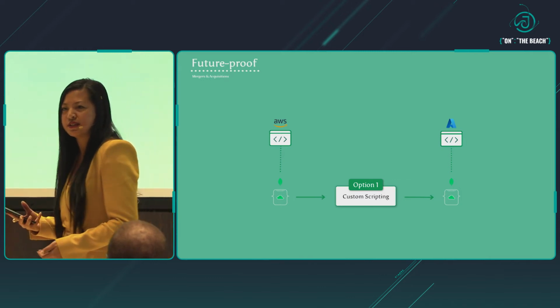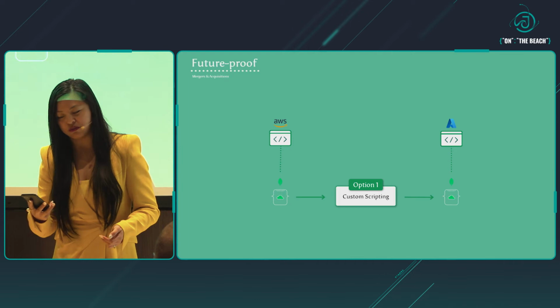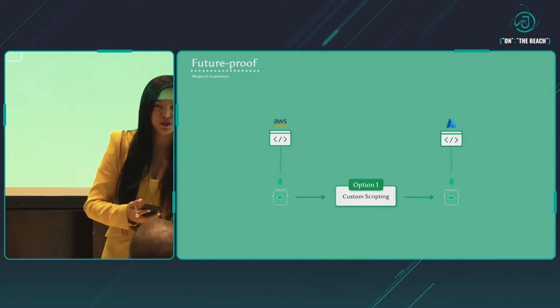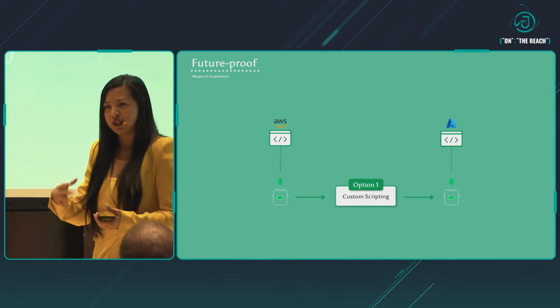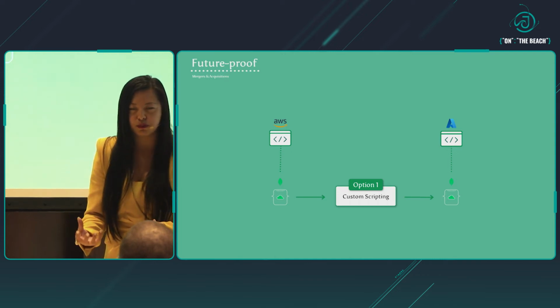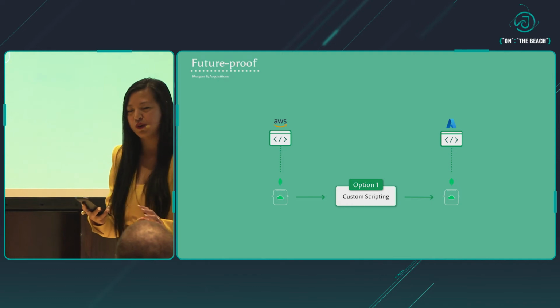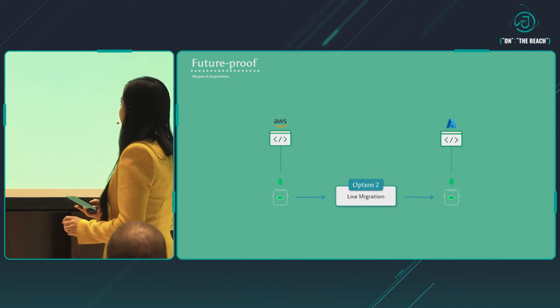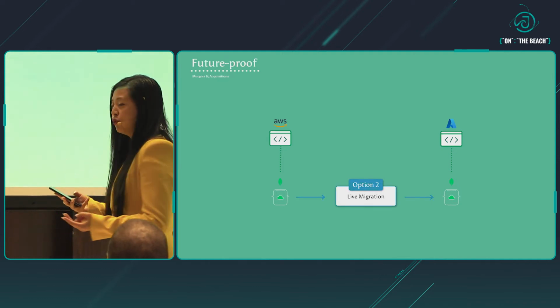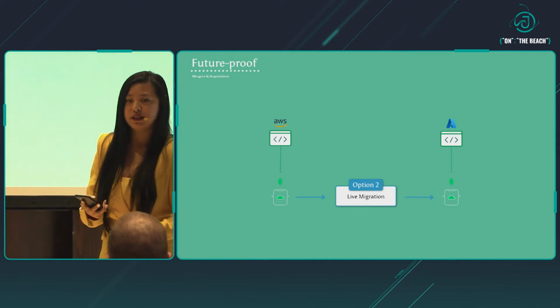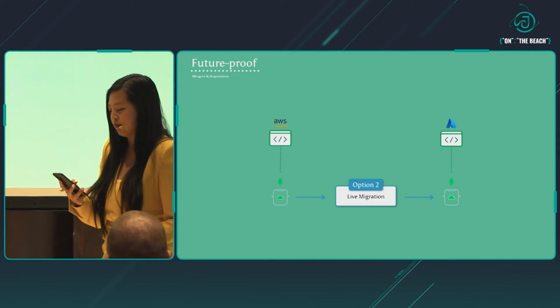So again, custom scripting is the first option, right? We don't want to do this. We know the problems of this. We know that it's something unique, something bespoke, something to maintain. We just want to stay away from things that are always this unique. Option 2, if you are using a MongoDB cluster already, is something called live migration.